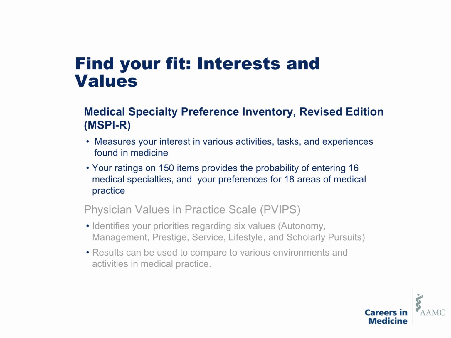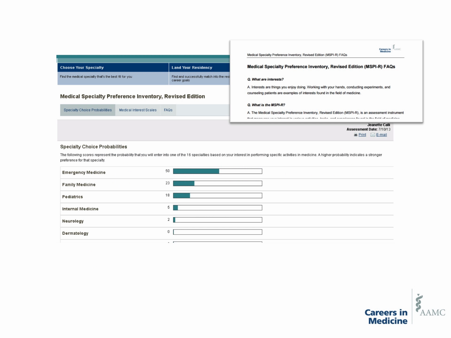What this does is help measure your interest in various activities, tasks, and experiences. You're going to go through about 150 questions, and it's going to help you look at about 16 different specialties as far as your compatibility with those. And the report you're going to get is going to look something like this. For this person who took it, emergency medicine was the top, with family slightly less, and then peds right below it, and then they all drop off from there.